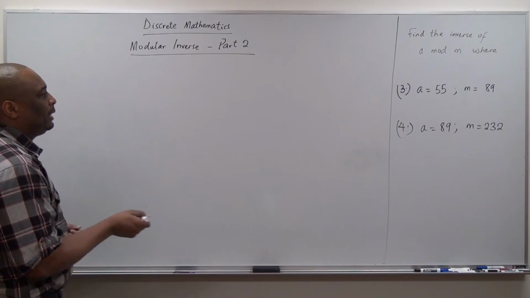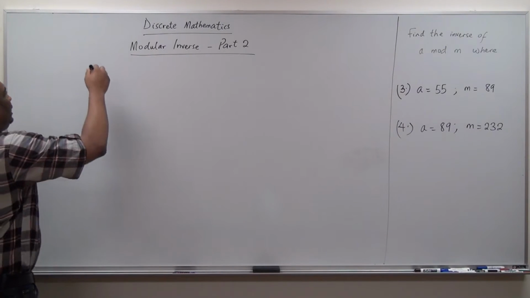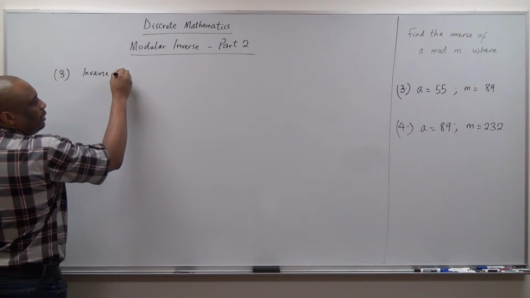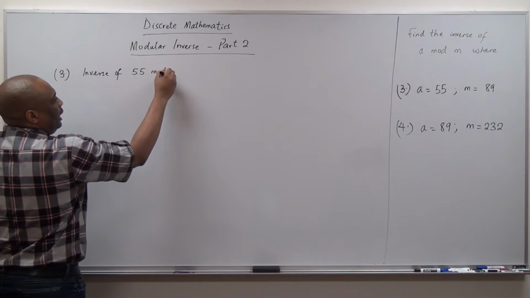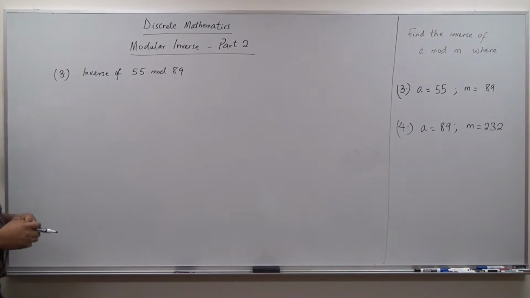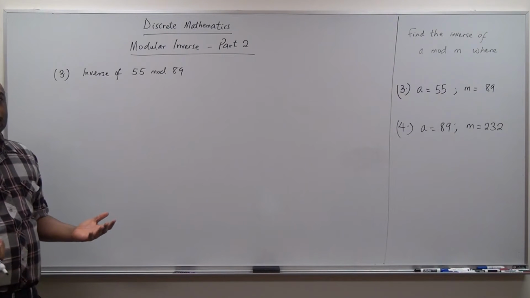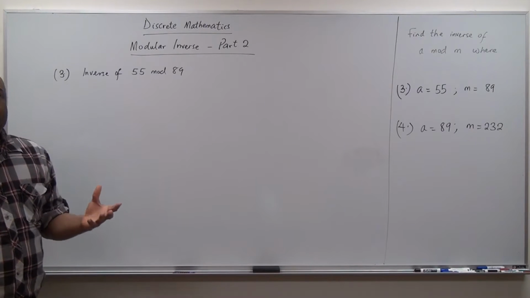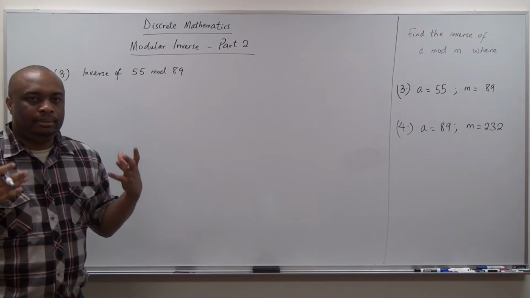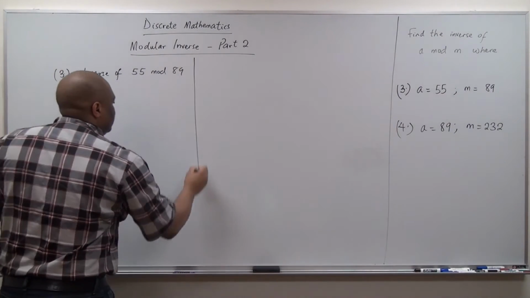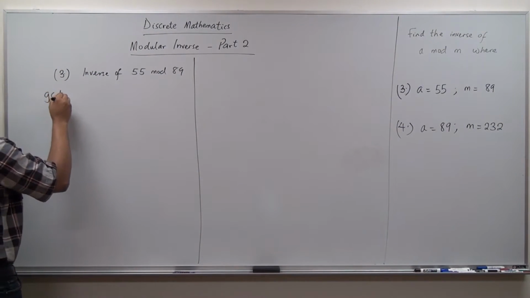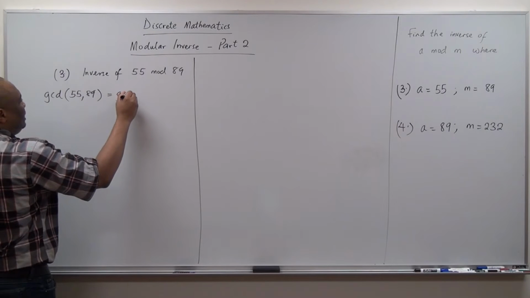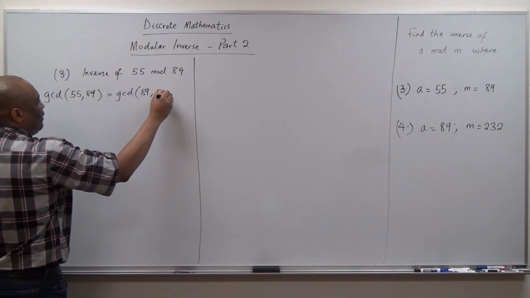All right, so number 3, we want to find the inverse of 55 mod 89. The first thing we want to do is to make sure that they are relatively prime, and relatively prime means that their GCD will be equal to 1. So we want to find the GCD of 55 and 89. Of course, that's the same thing as the GCD of 89 and 55.